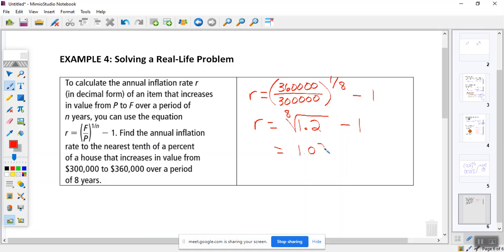Okay, what do you guys get for the 8th root of 1.2? 1.02, minus how much? What's R equal? 0.02, is that right? What would that look like as a percentage rate then? 2%. So the inflation there would be 2% each year.